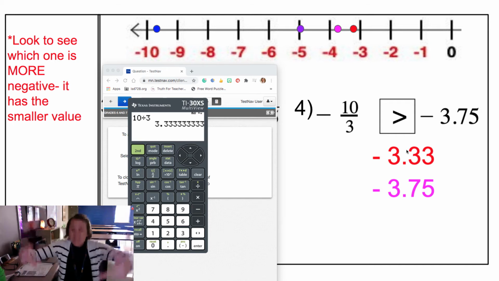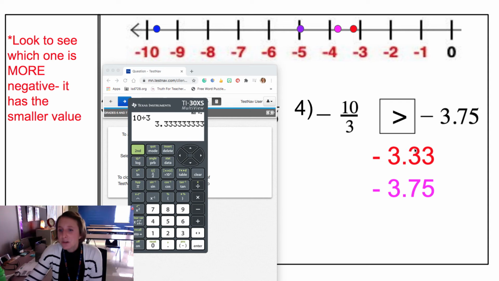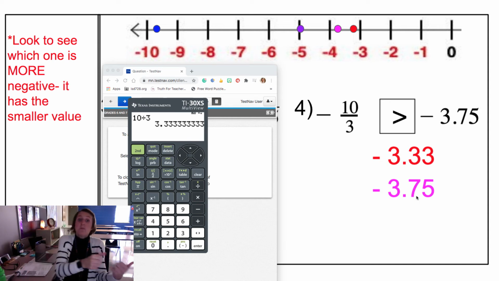Remember, we have to switch our thinking. I'm going to go to the tens place here. You're so used to seeing a 3 and a 7 and going, a 7 is bigger. But this is a negative 3/10. This is a negative 7/10. That's more negative. The 7/10 there.